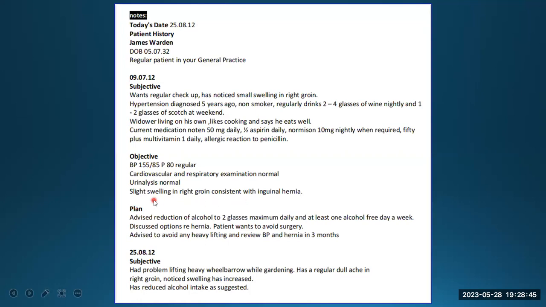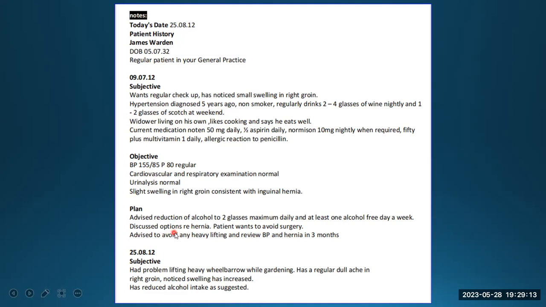Because the swelling was small, I advised him, because he's drinking more. This information reinforced my point that he's drinking more. That's why I am advising a reduction of alcohol. He's already taking more than recommended. So what is my plan? Advise to reduce alcohol to glasses max daily and at least one alcohol-free day.